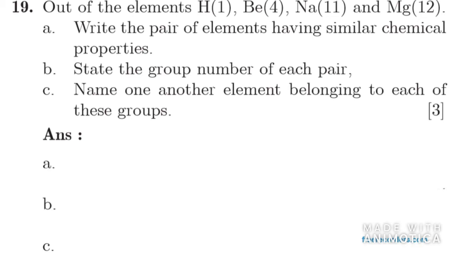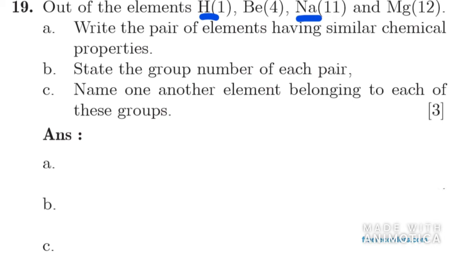So out of these four, we have hydrogen as 1 and sodium as 11. The valency for hydrogen is 1 and sodium is 1. Therefore the first pair of elements is hydrogen and sodium. For beryllium, we have 4, which means the valency is 2, and for magnesium, again the valency is 2 because the configuration is 2, 8, 2. So magnesium and Be have the same chemical properties. For the first it is H and sodium, and we have Be and Mg.